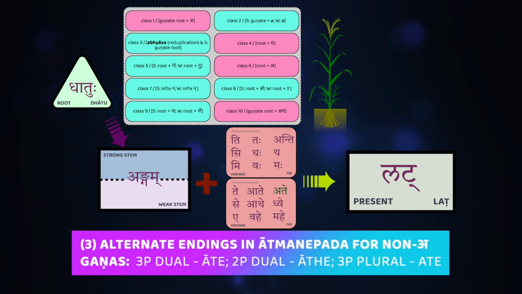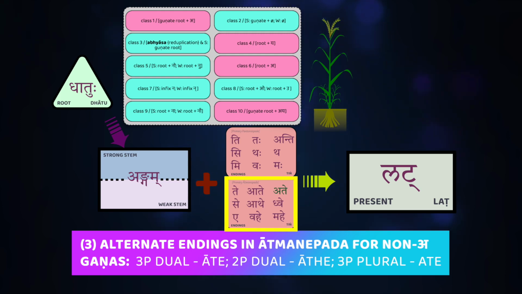The third oddity is one that I actually forget all the time, if I'm being honest with you. This is that the ātmanepada endings are going to become different in the non-gaṇas than the gaṇas. For one, instead of ete and ete in the dual, the non-gaṇas are going to have āte and āte. Another difference is that for the third person plural, it's not ante, it's now ate. That n gets dropped. These 3 differences are only found in the non-gaṇa conjugations and only in the ātmanepada.